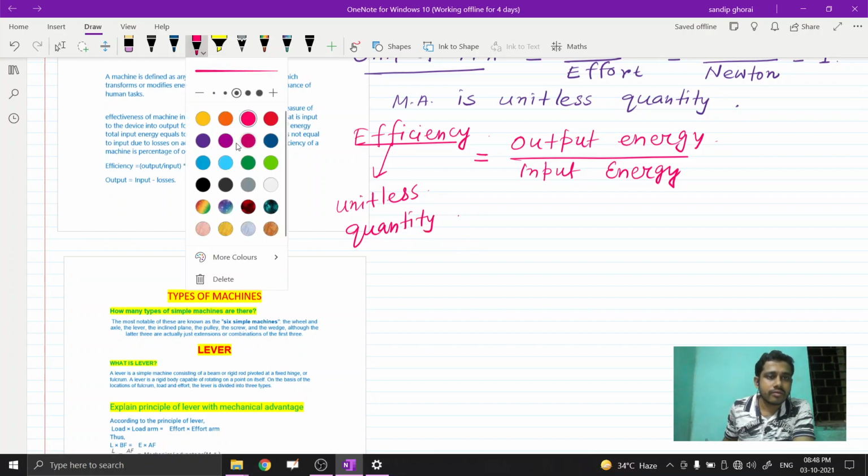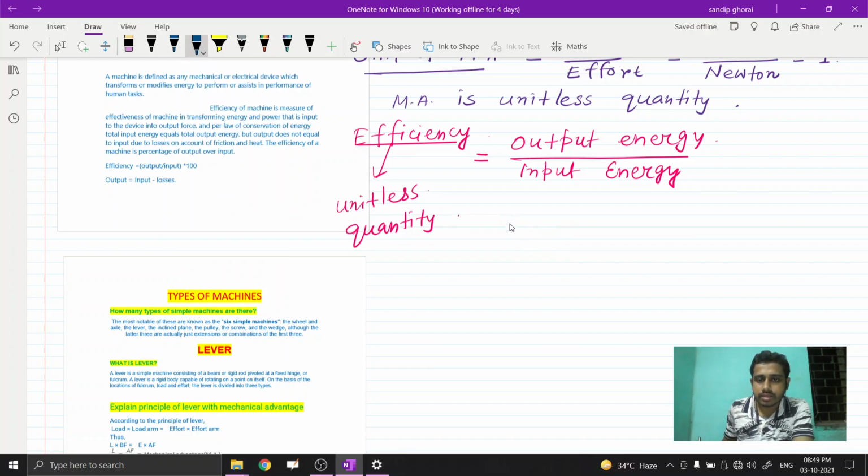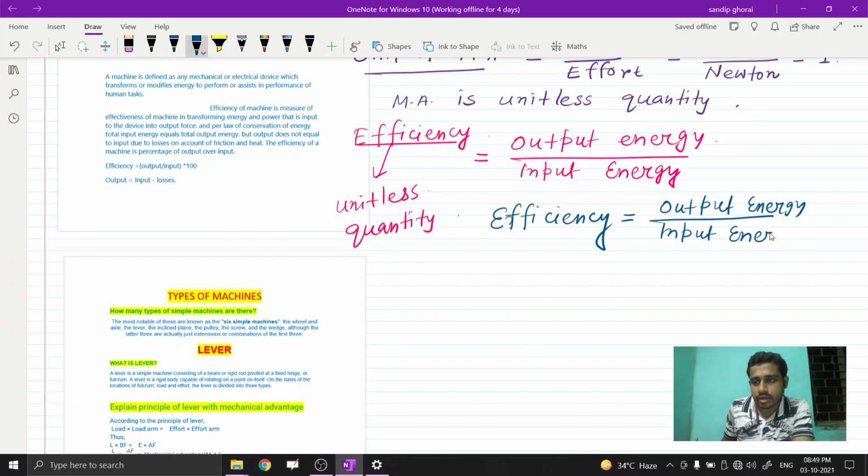Now, if we want efficiency in percentage, then we can say efficiency is output energy upon input energy into 100 percentage. Okay.